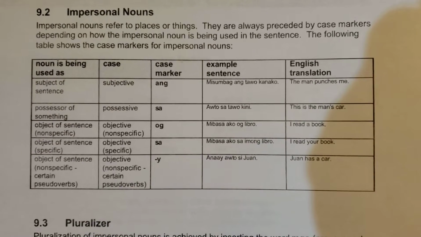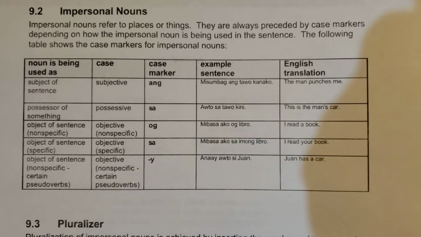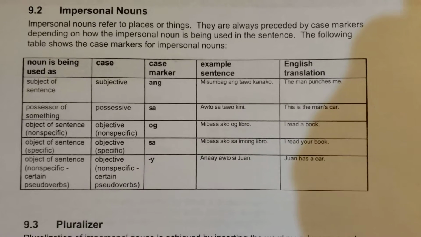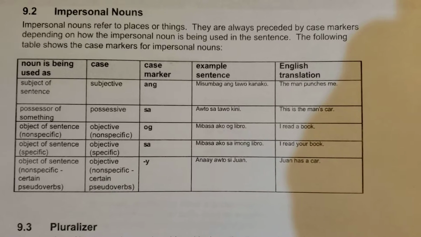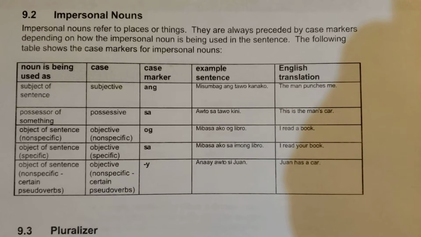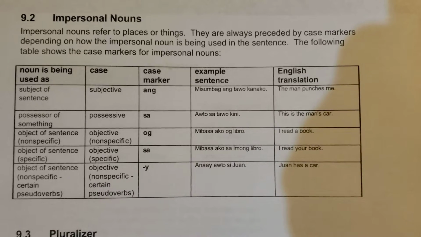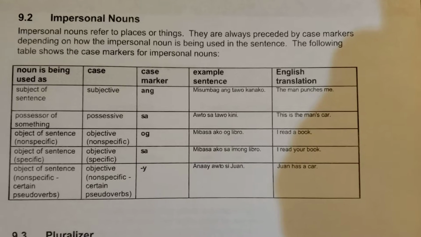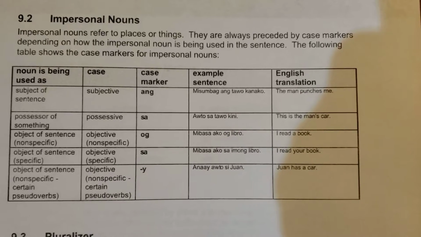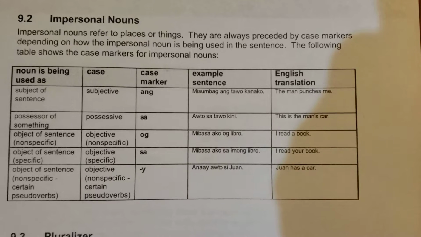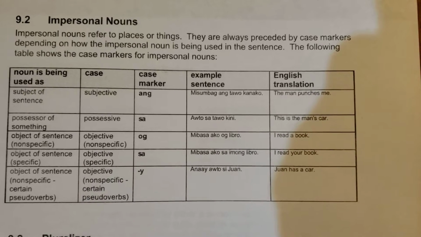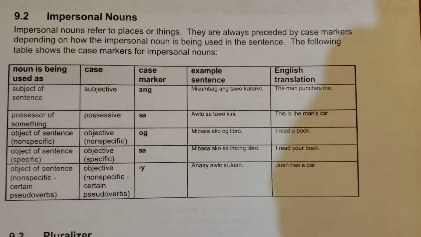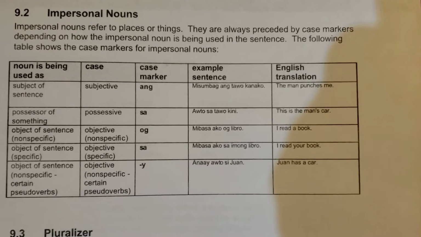Impersonal nouns. Impersonal nouns refer to places or things. They are always preceded by case markers, depending on how the impersonal noun is being used in the sentence. The following table shows the case markers for impersonal nouns. Here we can see how the noun is being used, and then the case marker, example sentence, and then the English translation. The first one is: the man punches me.